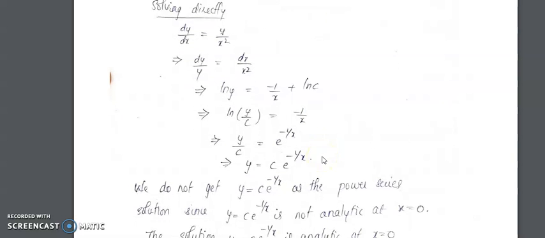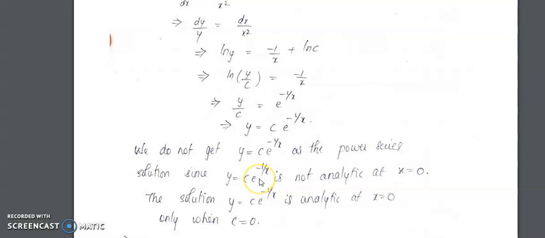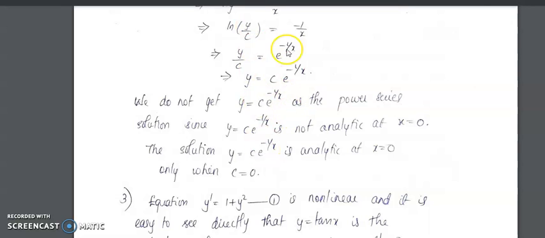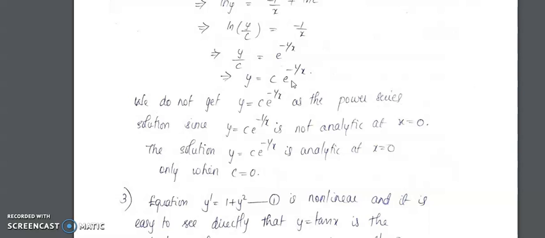So we do not get y equal to c e raised to minus 1 by x as power series solution, since y equal to c e raised to minus 1 by x is not analytic at x equal to 0. So this solution becomes analytic at x equal to 0 only when c is 0. So both the solutions will be the same only when c is 0. The reason for that is, when we assume a power series solution we are assuming that the solution is analytic, but here this function is not analytic at 0.